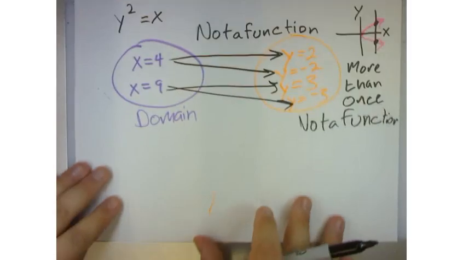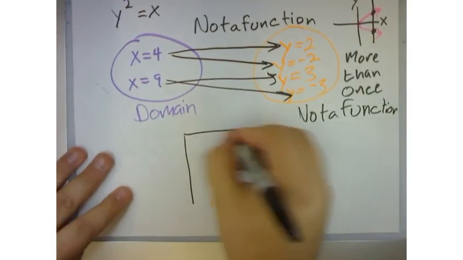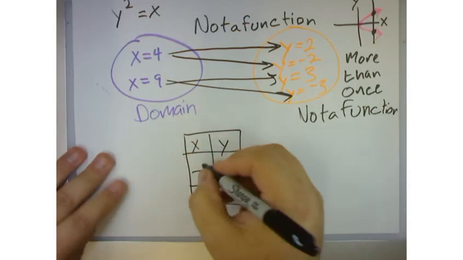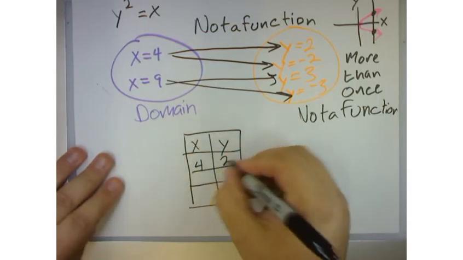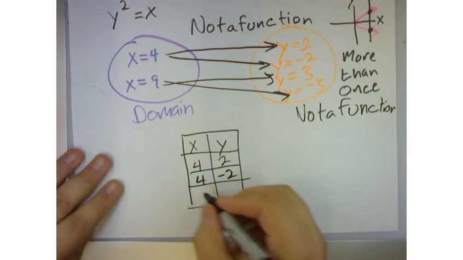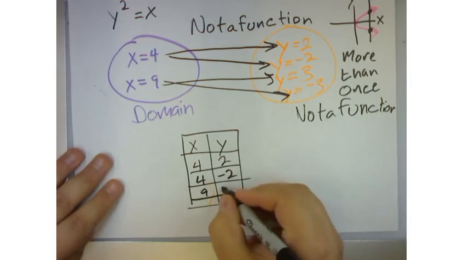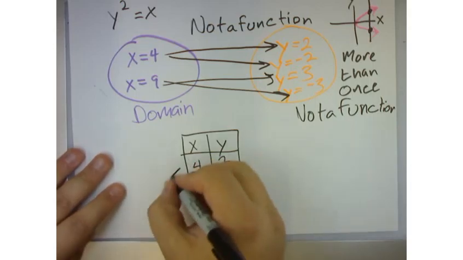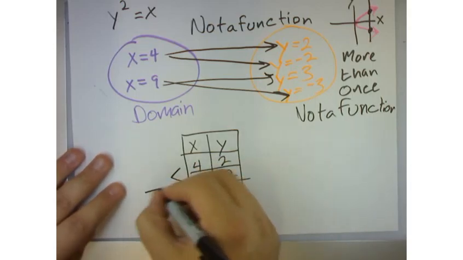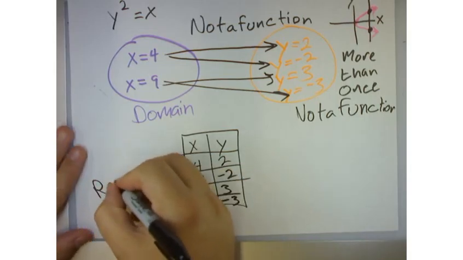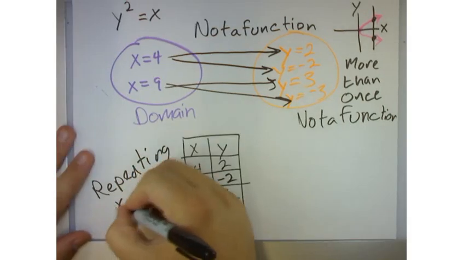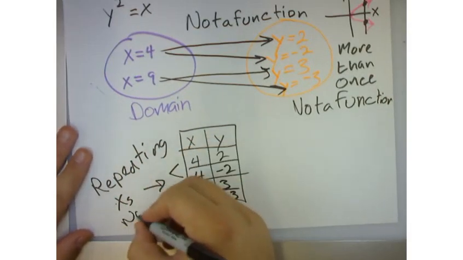However, if I were to do that with this mathematical relationship, I have 4 corresponds to 2. I have 4 corresponds to negative 2. I have 9 corresponds to 3, and then I have 9 corresponds to negative 3. We have repeating x's, so not a function.